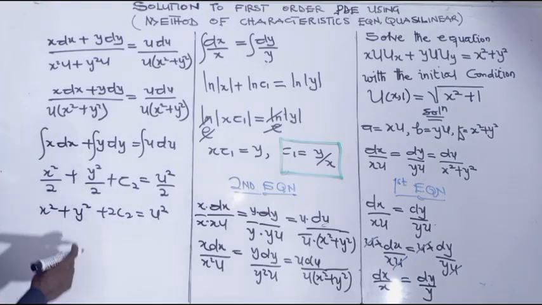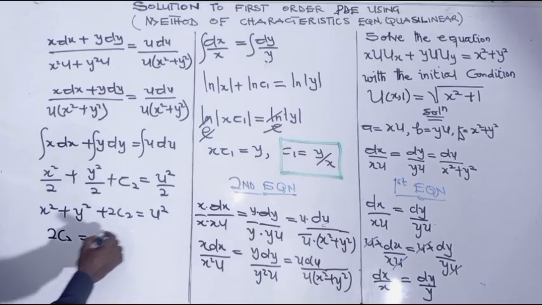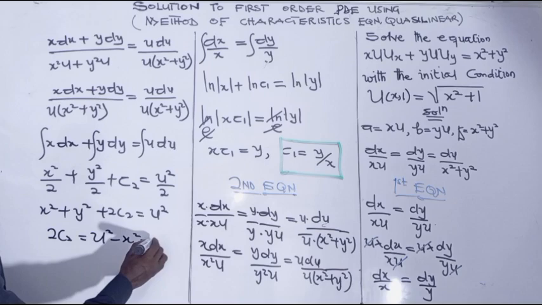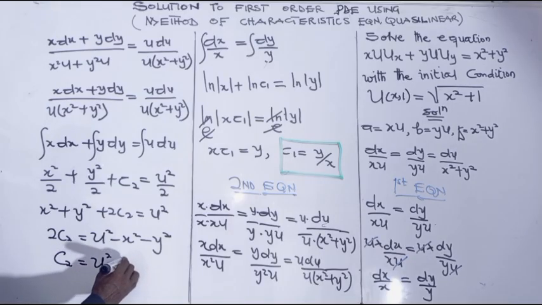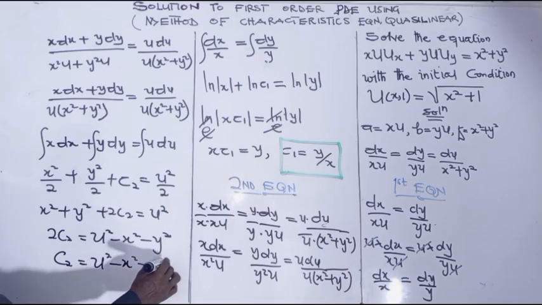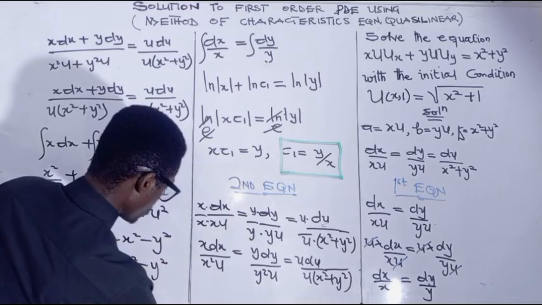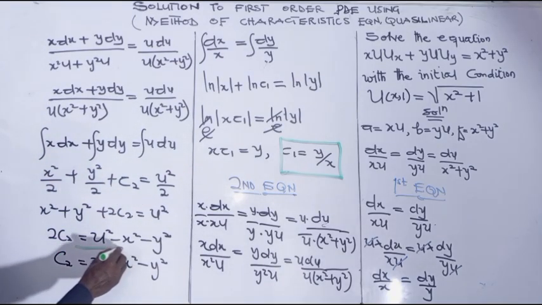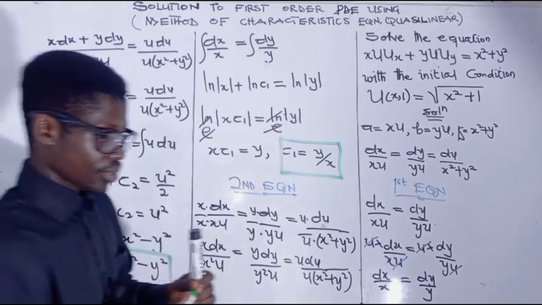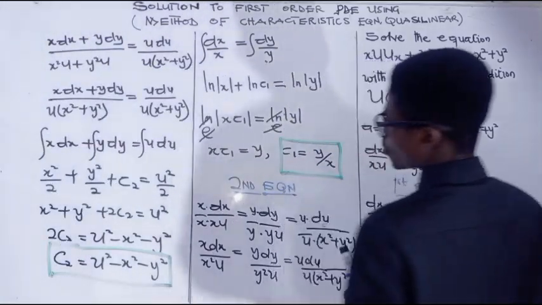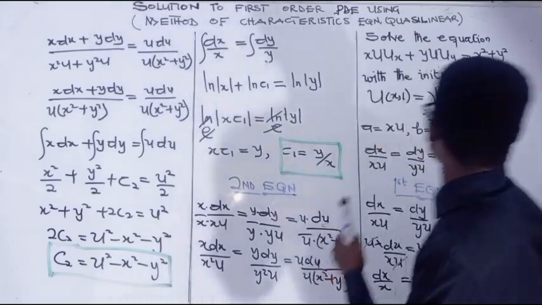So let's make c2 the subject by sending the whole of this to the right hand side. So we have 2c2 is equal to u squared minus x squared minus y squared. Now we have a constant multiplying a constant. It's still going to give us a constant. So we can write this as c2 is equal to u squared minus x squared minus y squared. Very, very easy and simple. So we have our second solution as well, which is this one. Since we are having two solutions, we are going to merge them into a single solution, so one becomes a function of the other. Let's continue from here.